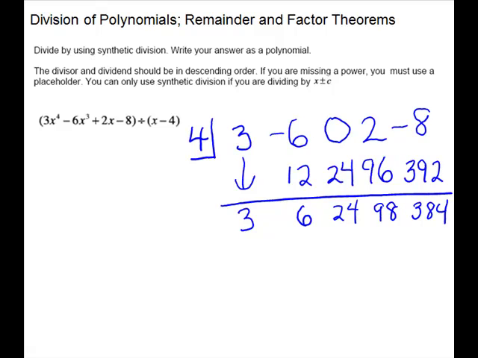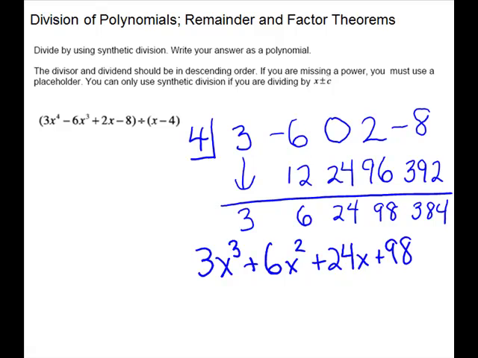Now we'll put it back together. This time we started at x to the 4th, so this is going to be 3x cubed plus 6x squared plus 24x plus 98 plus 384 over our divisor, which is x minus 4.